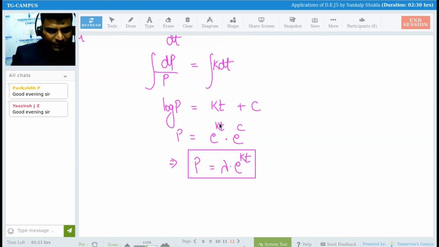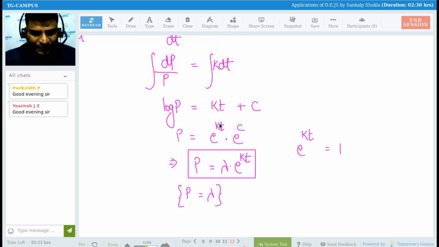When t is 0, it is p only. So when t is 0, the value of p is lambda. Okay, p is equals to lambda when t is 0. So I can write this as e raised to the power kt is equals to 1, because p and p will get cancelled. Right? e raised to the power kt is 1, so kt will be 0. No, we are not getting the answer by this.